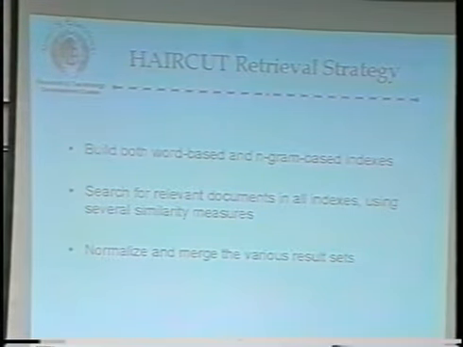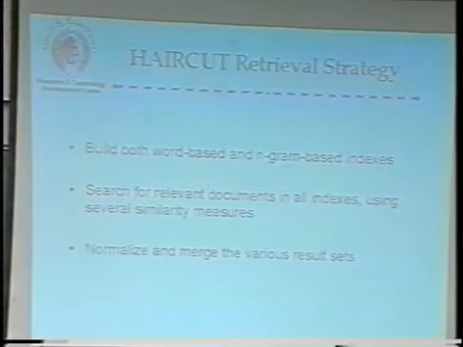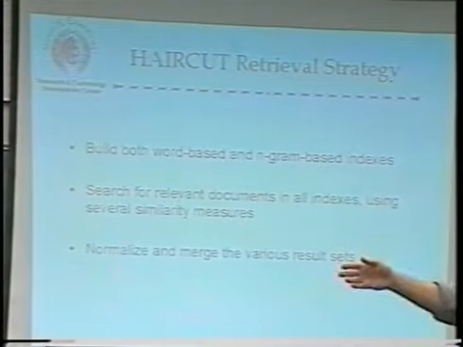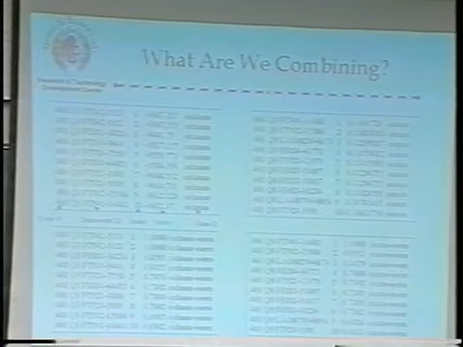So our basic retrieval strategy for doing this is we build two kinds of indexes, one for words, one for n-grams. We search for relevant documents using cosine measure once, using hidden Markov measure once. We take the various results and we merge them together. This is what we're merging.